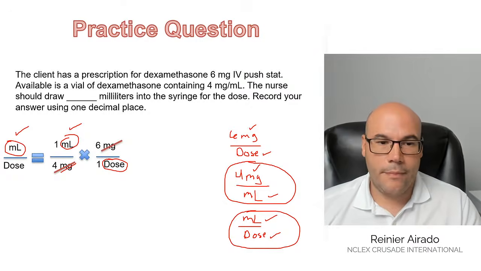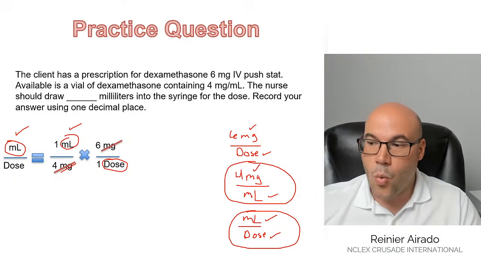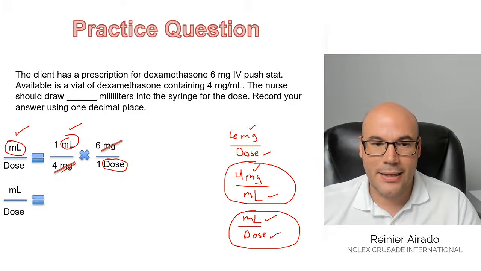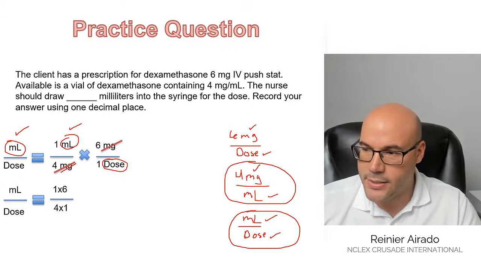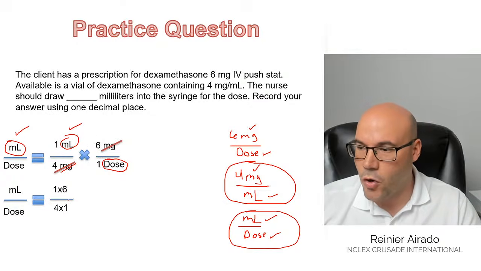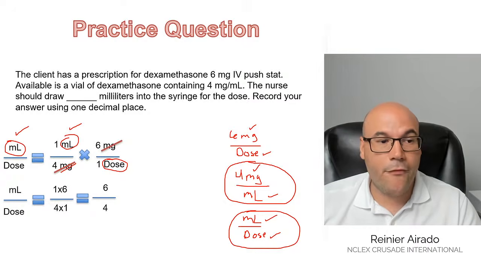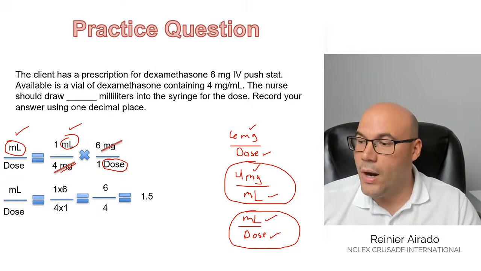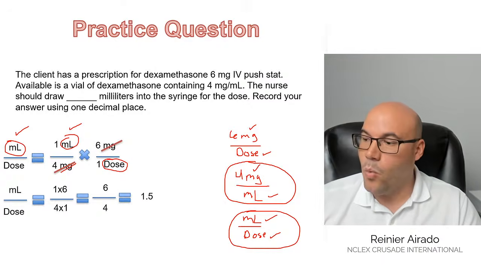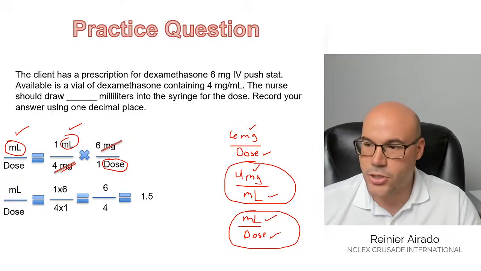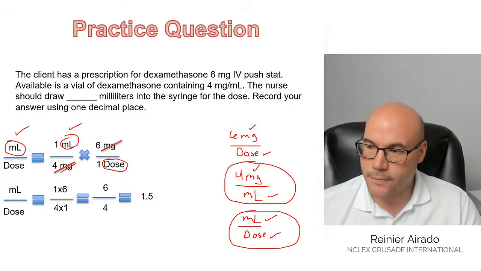So what do I do now? Now I will multiply 1 times 6 and 4 times 1. Where did I get this 1 times 6? Here, the numerator. 1 and 6. 1 times 6 over 4 times 1. And that is equal to 6 over 4. If I divide 6 divided by 4, the answer is 1.5. 1.5 what? The question, milliliters per dose.